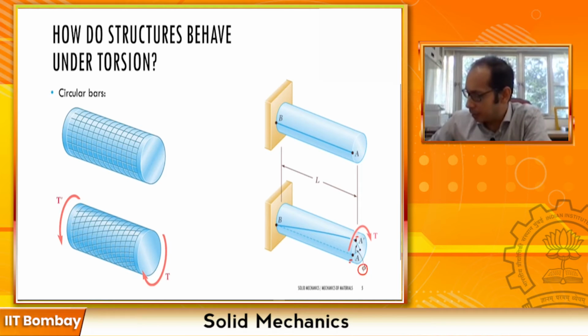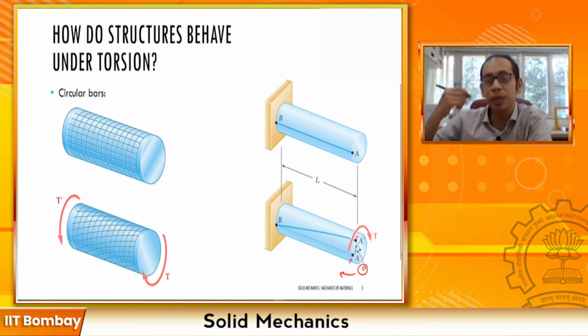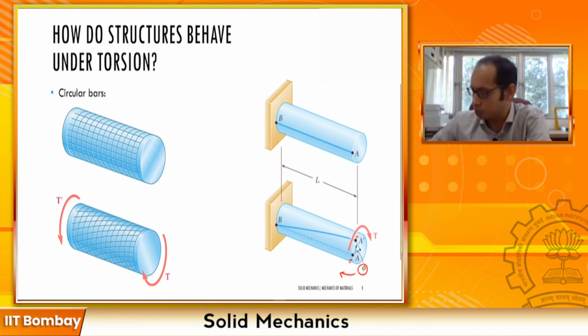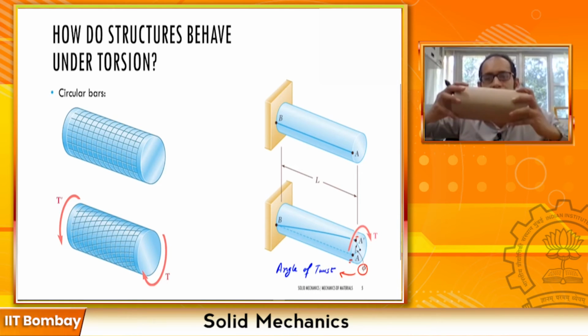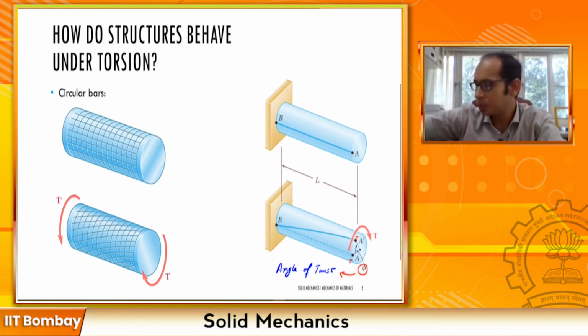So let's just write that down, and we will deal with this angle of twist through and through. So this is known as the angle of twist, which makes sense why it's called twist, because when you're applying a torque, what you are essentially doing is twisting the different ends, right?